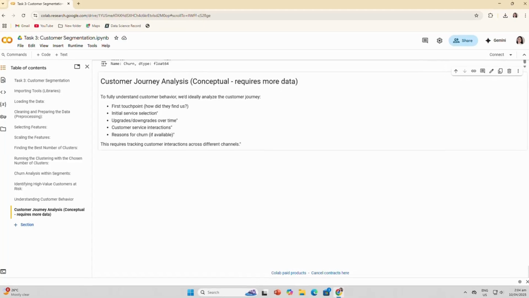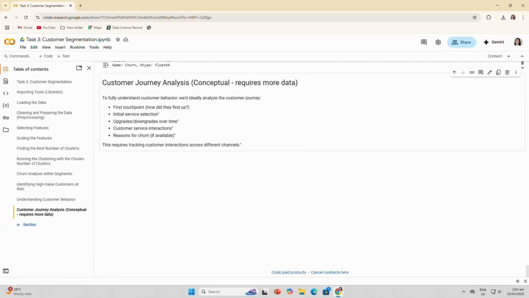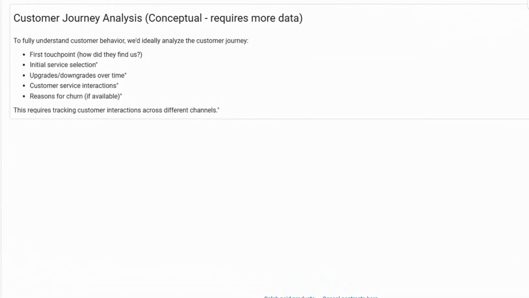To further enhance our understanding, we propose analyzing the full customer journey: how they discover the service, their initial service choices, any upgrades or downgrades, customer service interactions, and documented reasons for churn. This holistic view can uncover hidden churn drivers and opportunities to improve customer experience.